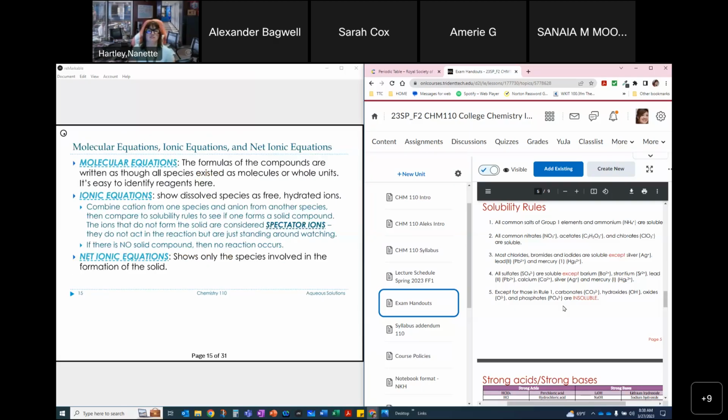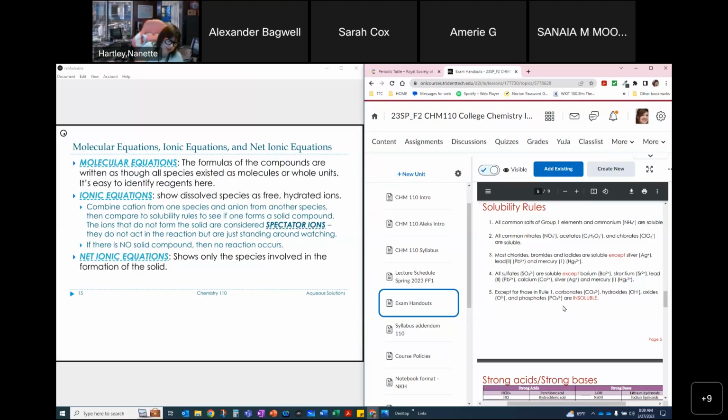All right. Well, this brings us to our fun discussion of equations. So we talked about how to write equations a couple of lectures ago, right? And we said, okay, we're going to write this equation, we're going to balance it. That equation is called a molecular equation. It's called a molecular equation because everything that's shown is a molecule. Formulas are written as though all species existed as molecules or whole units. So it's easy for us to identify our reagents there.